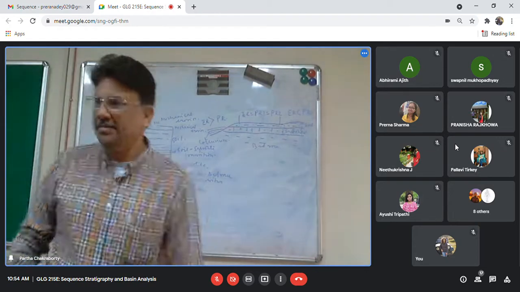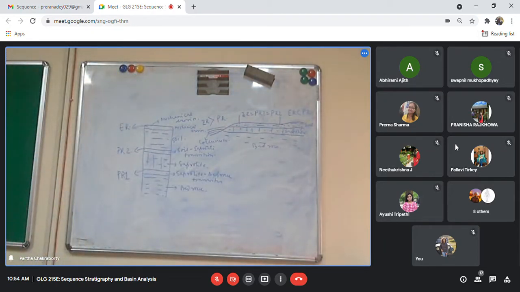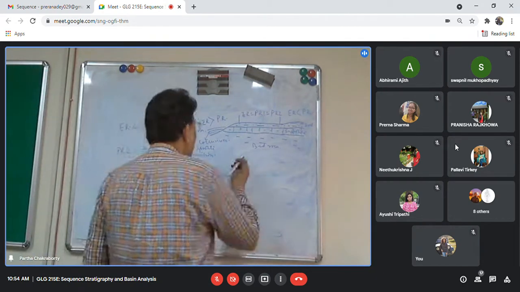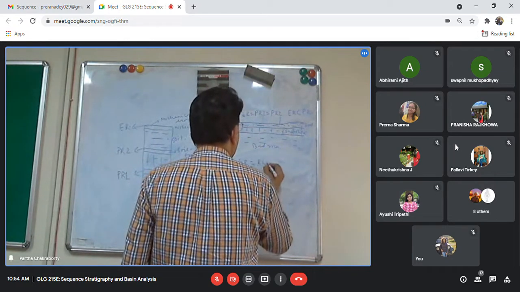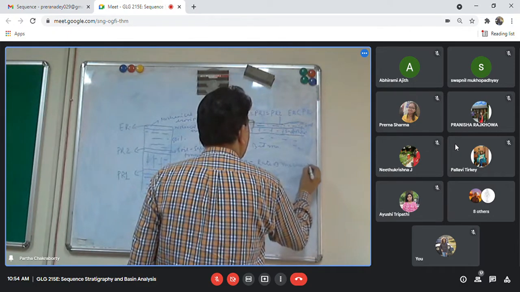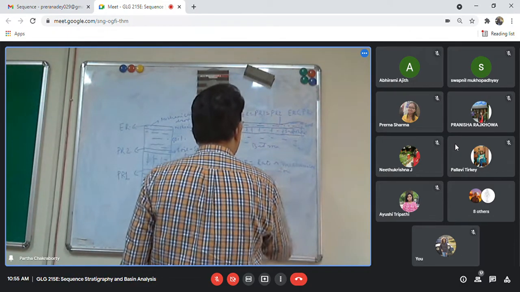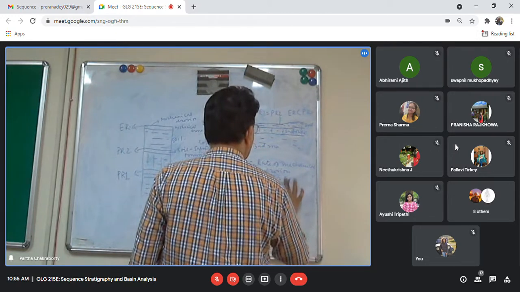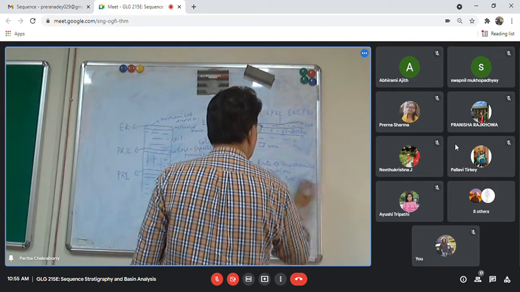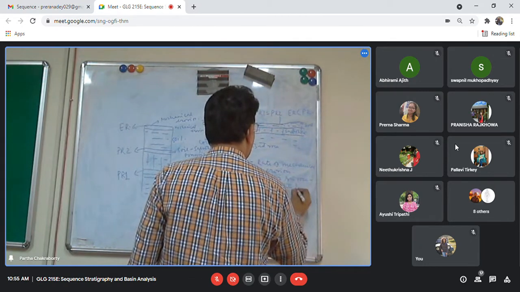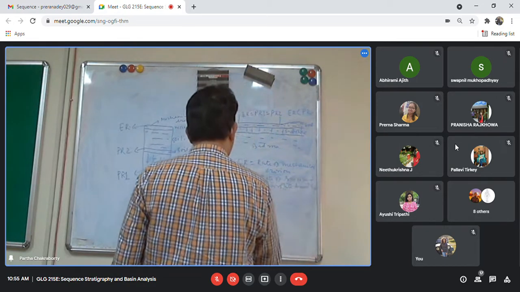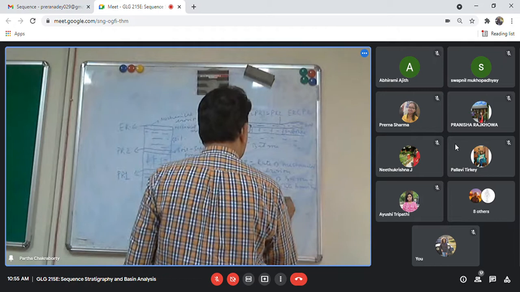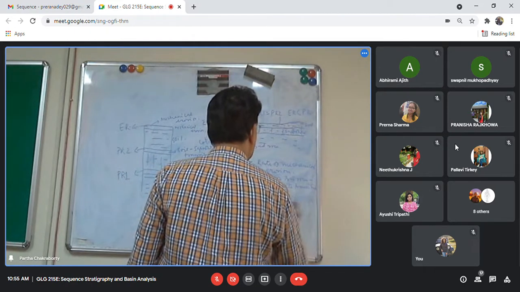Please draw the other diagram. Where ER is the rate of mechanical erosion, PR1 is the rate of bedrock saprolite transition, PR2 is the rate of saprolite soil transition.